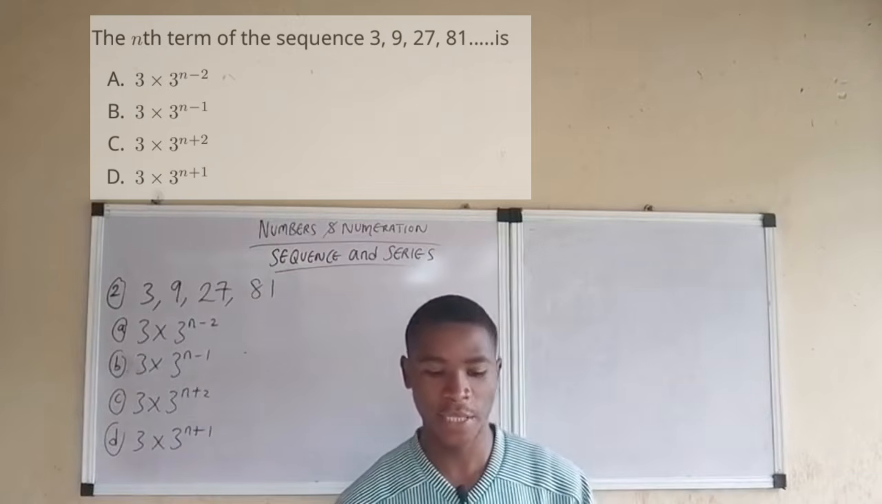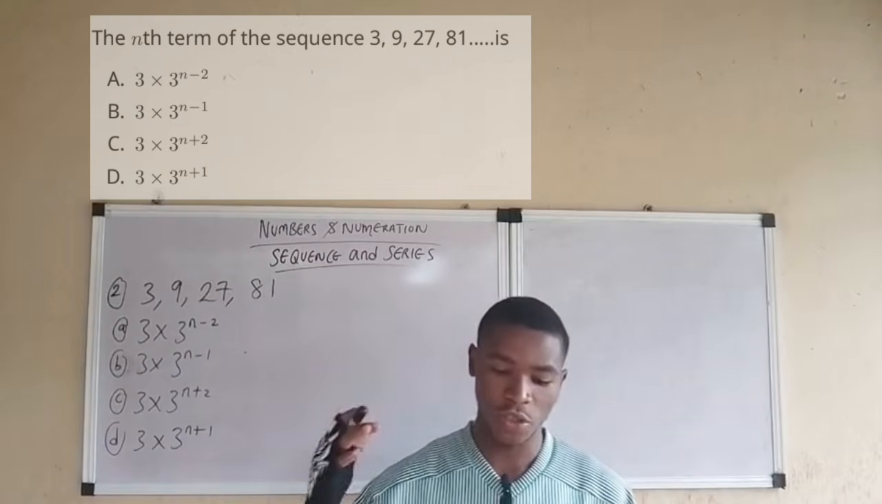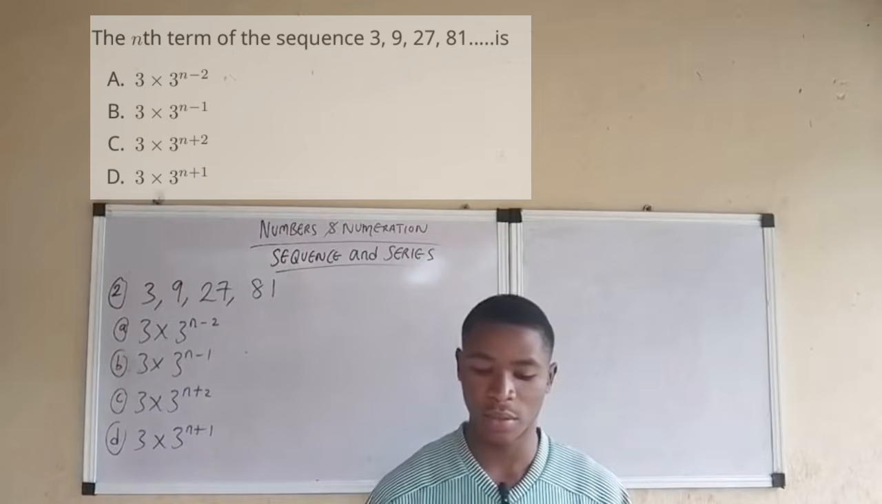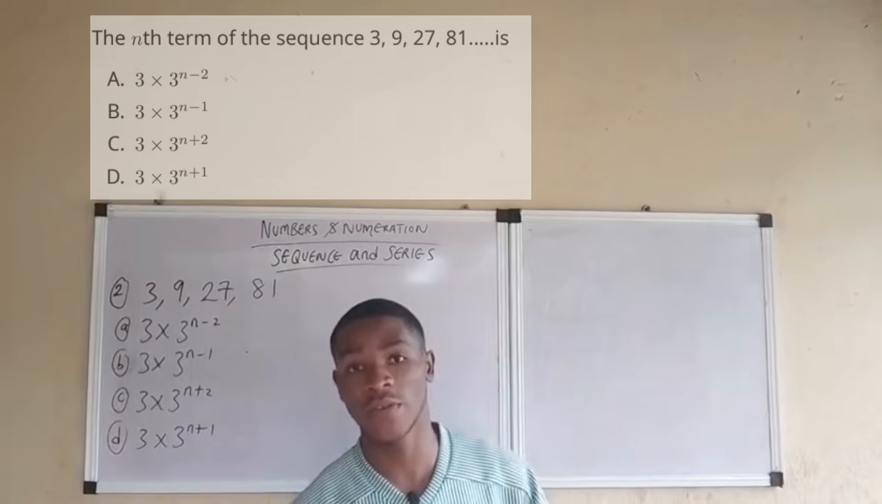All right, guys. Now we're dealing with the second question. And the question asks us to find the nth term of the sequence 3, 9, 27, 81. And we're given several options.